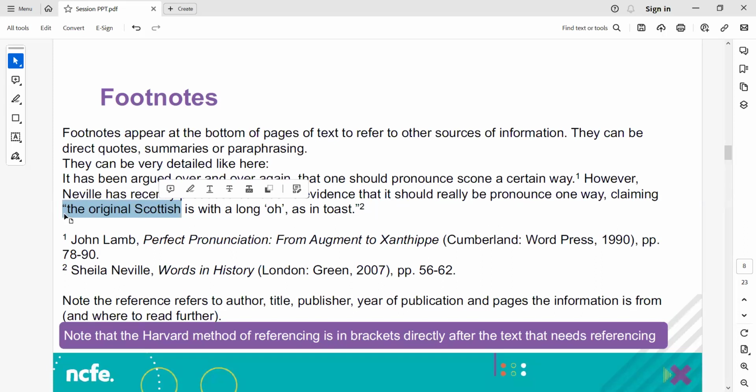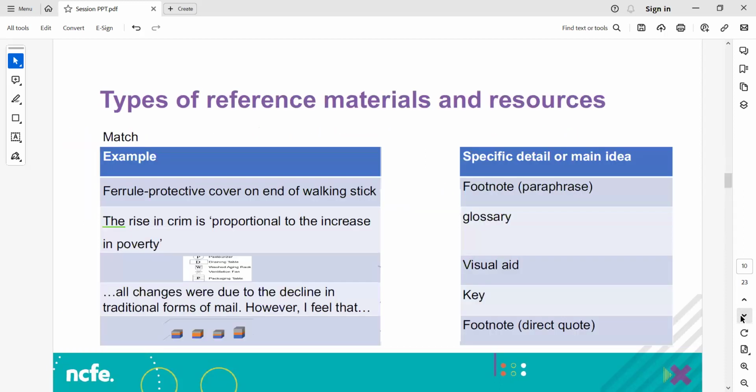So the original quote, we've got the quotation marks or speech marks around that. You can see here. Sorry. Just before the two, we've got those little speech marks, and at the start as well. So footnotes, they can either be used for paraphrasing or a direct quote.